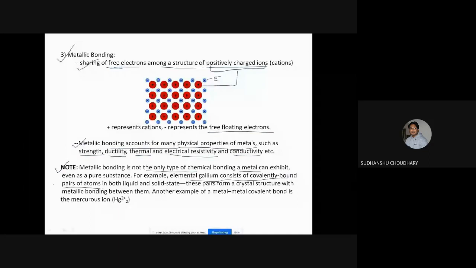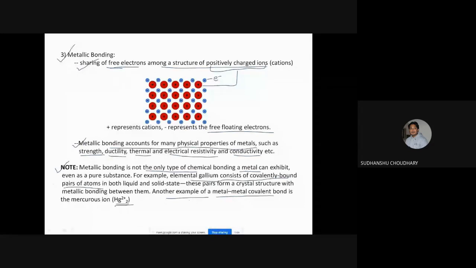Another example is here, where a metal covalent bond is present, and that is present in the mercurous ion, or what we call it, right? So Hg2, that is two mercury atoms connected via a covalent bond, a metal covalent bond. So that is also possible here.